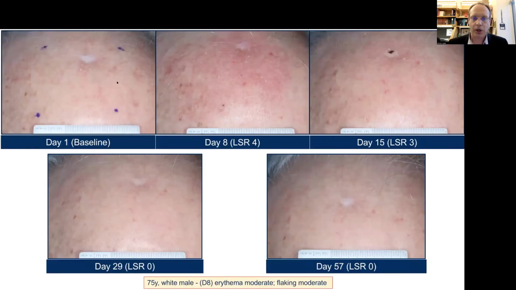So let's take a clinical look at what happens in these scenarios. What we're looking at here is a 75-year-old white male scalp, and this is day 1 baseline. If we go to day 8, we can see that there was some moderate erythema and moderate flaking. And by day 15, we see that that's diminishing, and that continues to diminish throughout day 57 with the clearance of the AKs.